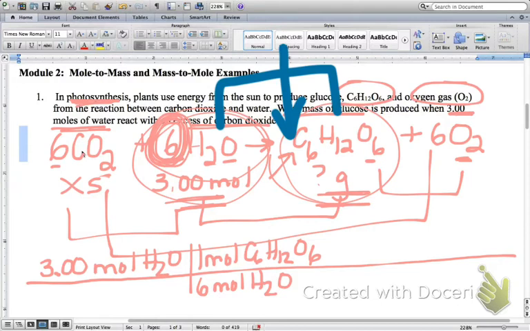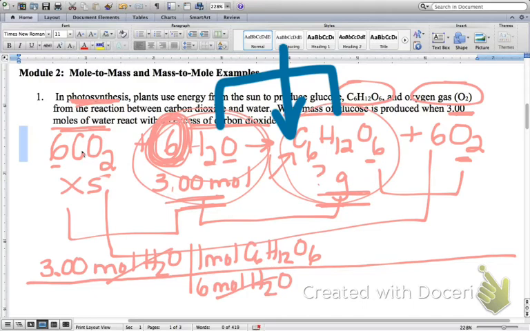And by setting it up with moles of glucose on top and moles of water on the bottom, the moles of water unit cancels out. So we have just crossed over, as Bergman and Sams like to say, the land of the mole. We've converted from moles of one substance to moles of another substance by using the coefficients in the balanced chemical equation. Those coefficients give us the mole-to-mole ratio between the reactant and the product.